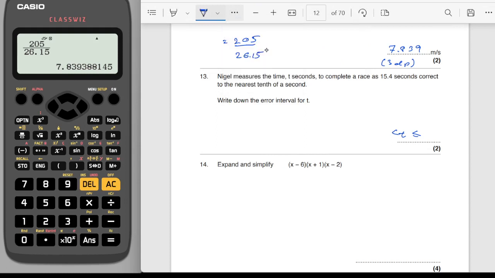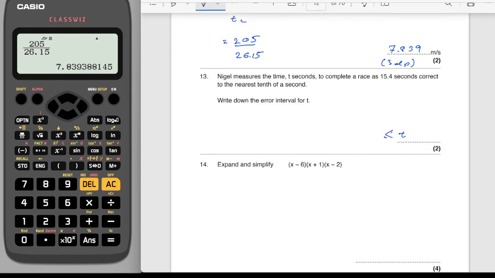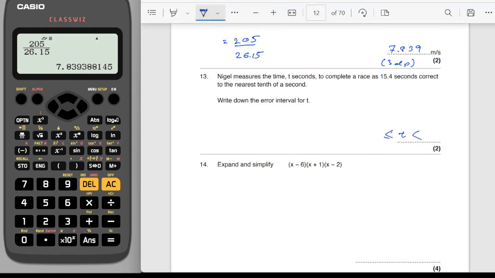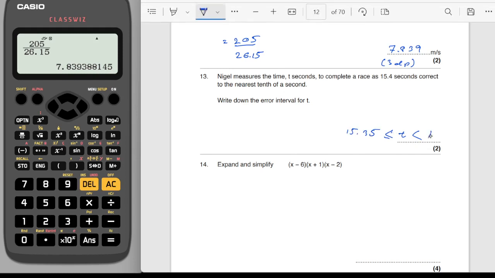So let's just tidy that up. Our inequality symbols are going to be: we're going to have a value, and t is going to be greater than or equal to that value, but less than the upper limit. So if we're saying 15.4 correct to the nearest tenth of a second, the smallest that could be would be 15.35, and the largest it could be would be 15.45. So that would be the error interval.